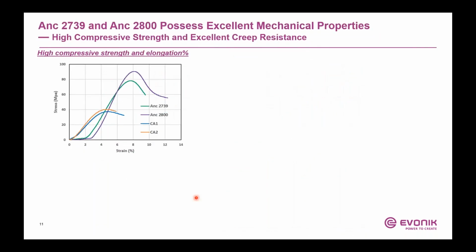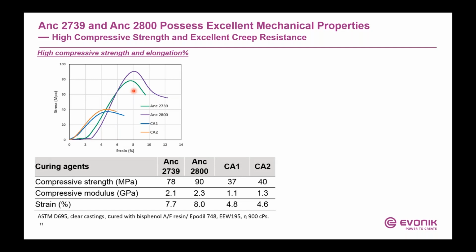Now to get into the mechanical properties. This chart here is showing the compressive strength of the Ancamine 2739 and 2800 compared to CA1 and CA2. Again, what you see is significant improvement. It's almost 2 times improvement in compressive strength versus CA1 and CA2. But not only that, you also see almost 2 times increase in compressive strain versus CA1 and CA2. So these new curing agents tend to be not only stronger, but a tougher material versus the standard curing agents.